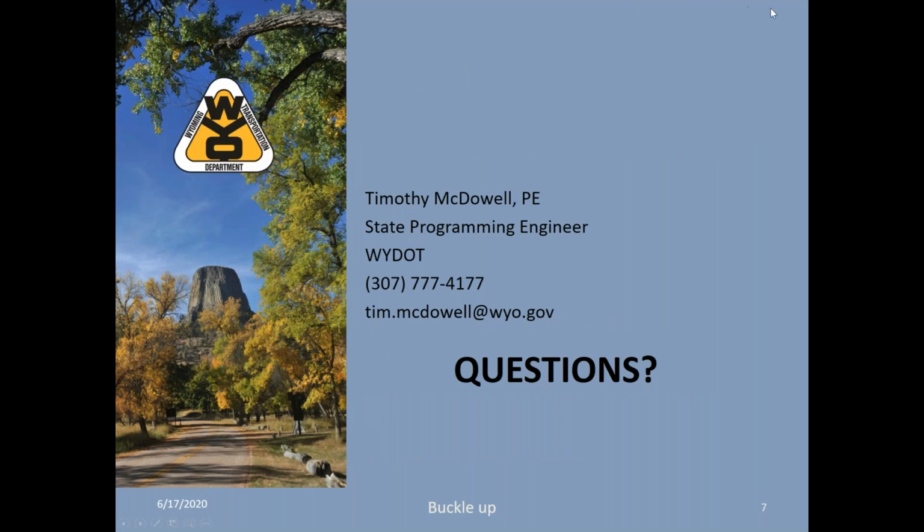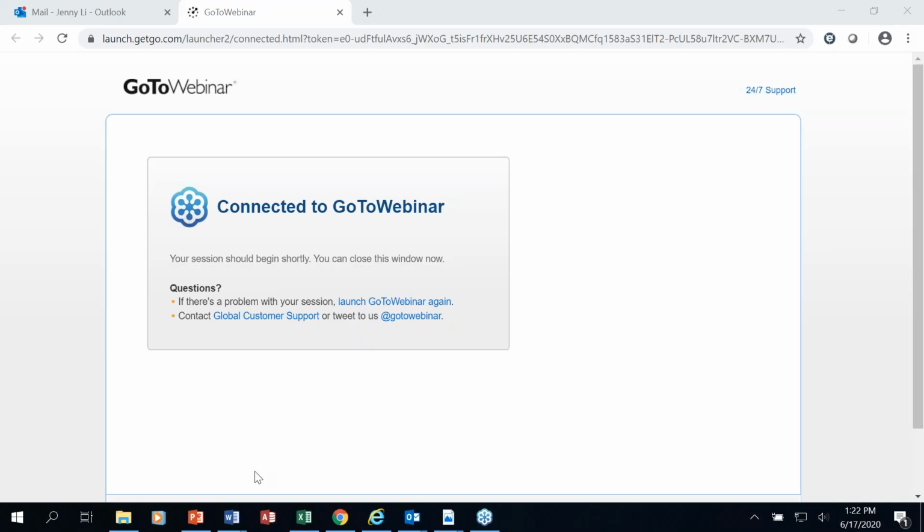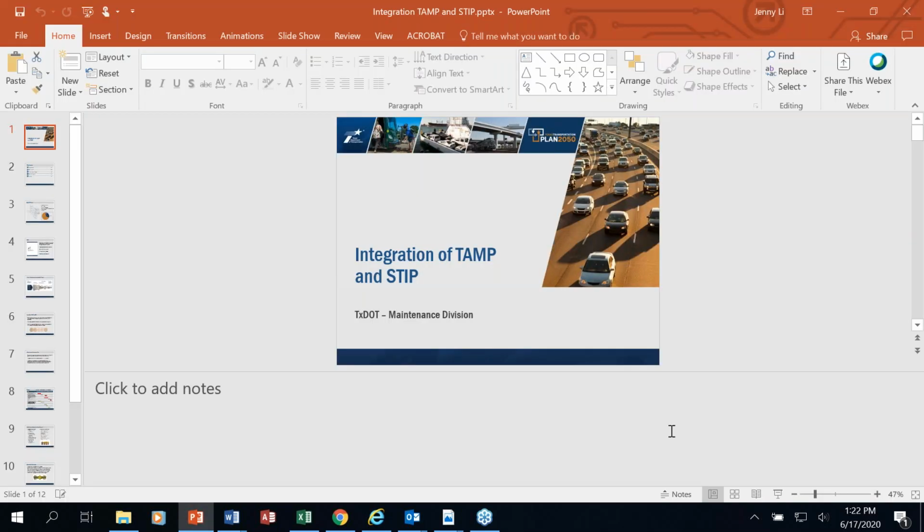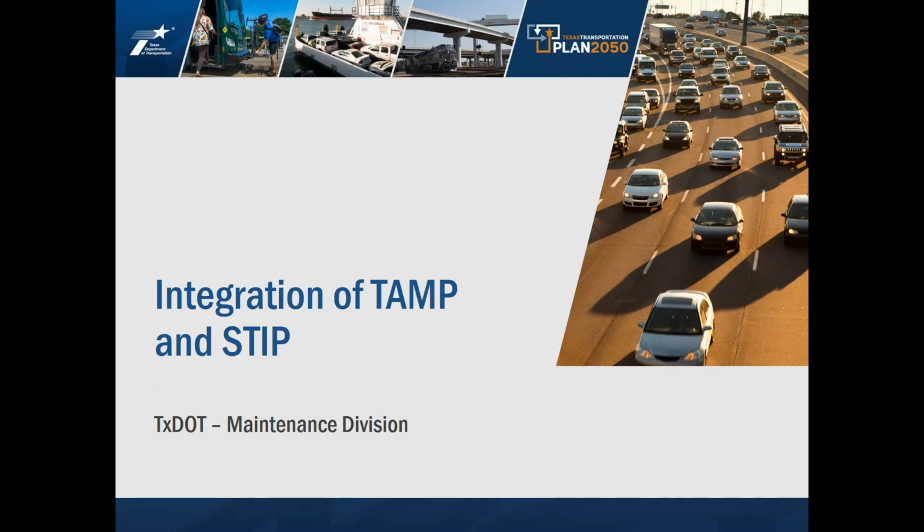Thanks, Tim. We'll now hear from Jenny Lee from Texas DOT. Jenny has been working in the field of pavement engineering for the last 15 years. Jenny started her career with TxDOT as an engineering assistant with the construction division in April 2007, and she also became a registered engineer in the same year. She's currently the section director of the Pavement Asset Management section, overseeing pavement management, pavement data collection, pavement design and analysis, and TAMP support. Jenny holds a PhD degree in civil engineering from the University of Texas at Austin. And now I'll hand it over to Jenny.